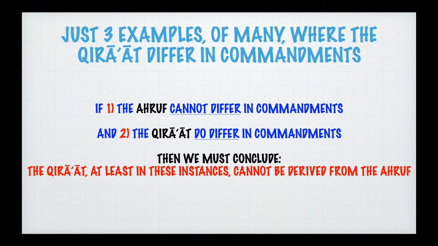If you wanted to put this in the form of a syllogism, you could do it in a couple different ways. Probably modus tollens would work. Premise one: if the differences in the qira'at come from differences in the ahruf, then there won't be any differences in the commandments. Premise two: there are differences in the commandments. Conclusion: therefore, the differences in the qira'at do not come from the differences in the ahruf. And then the follow-up issue would be, where do they come from then? What else do you have from Allah that can be used to explain these different versions of the Quran?